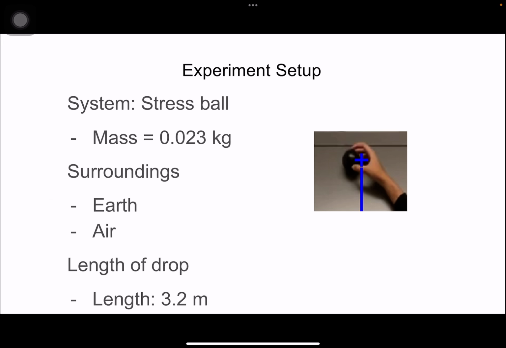So in my experiment, I dropped a stress ball from a height of 3.2 meters. The ball is approximately 0.023 kilograms, and my surroundings were air and Earth.